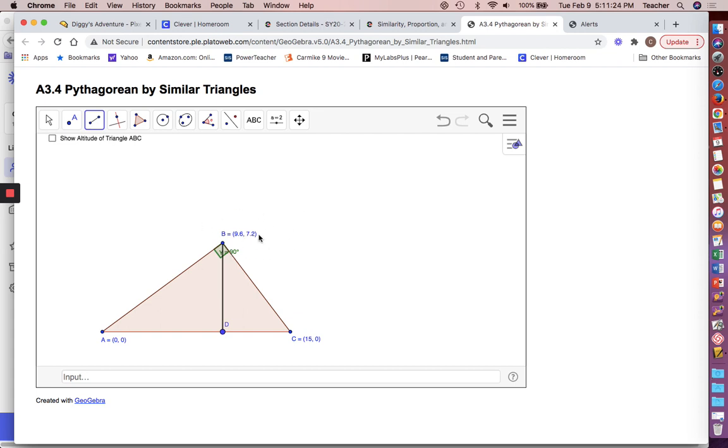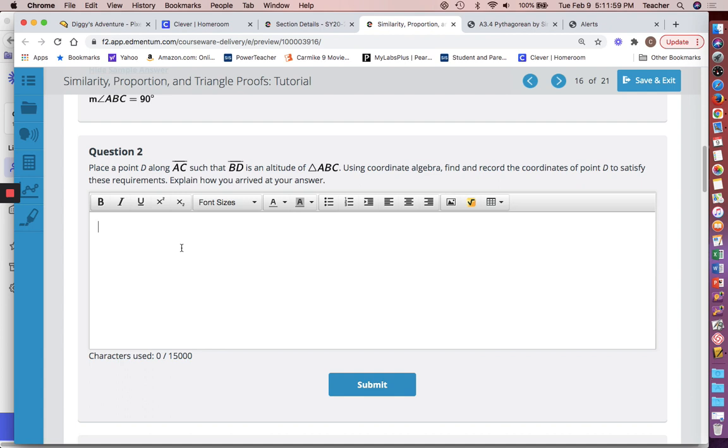All right, so look, to get to B, the ordered pair 9.6, 7.2. At your starting point, which is usually called the origin, you have to go over to get the first number, and then you have to go up to get the second number. Well, if I needed my new D to be right below it, then I wanted to go over but not go up anything. So I knew I had to go over the same distance, 9.6, but I didn't want to go up anything, so I knew it's going to be 0. So 9.6, 0. All right. So let's see. Use coordinate algebra to find and record the coordinates. So D was 9.6, 0.